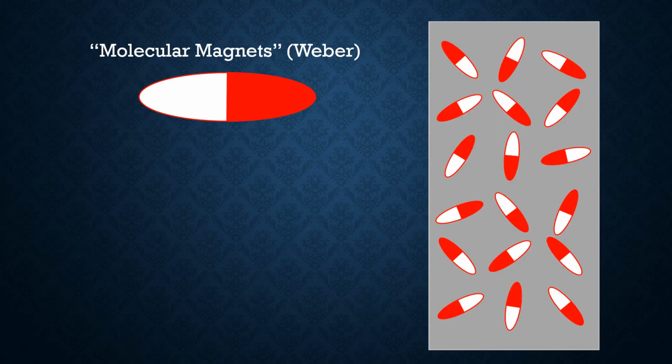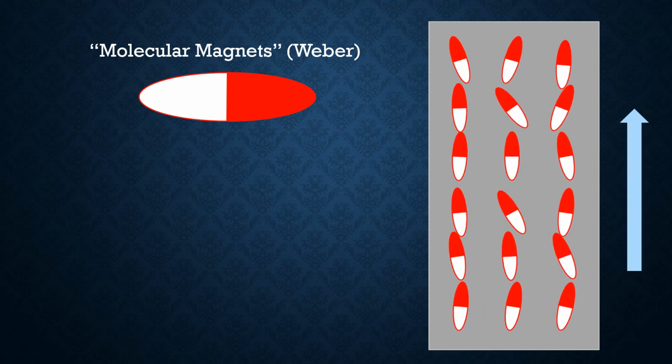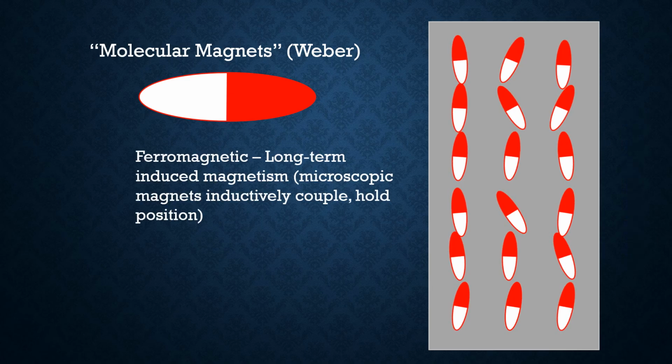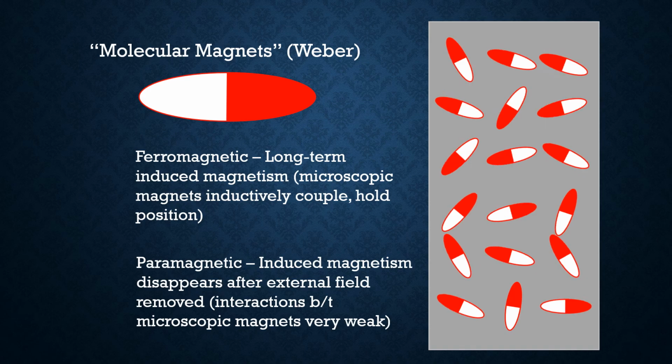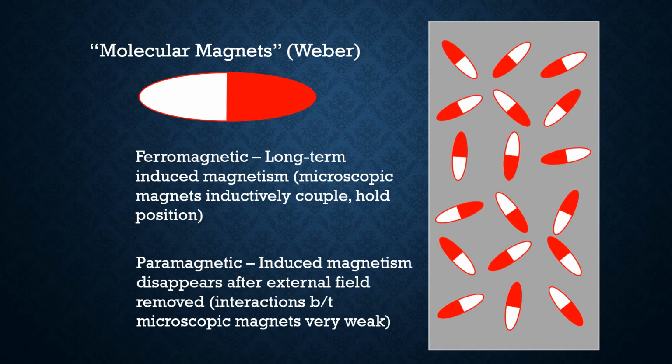And so if we apply this to Weber's molecular magnets, it's the same idea. You orient the field, they go into motion, and if you take away the field and the magnetism remains, or the magnetization remains, you have what's known as a ferromagnet. If the removal of the external field results in the loss of magnetism, you have a paramagnetic material.